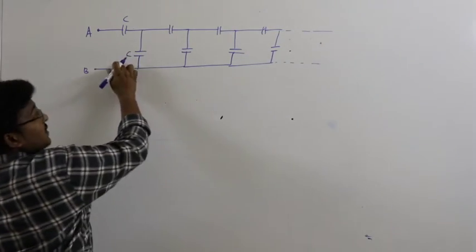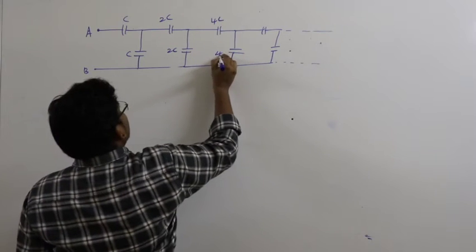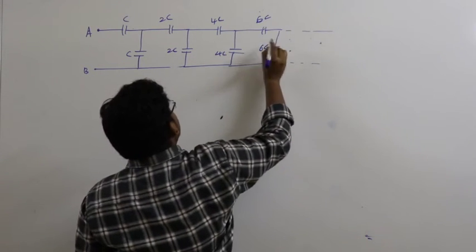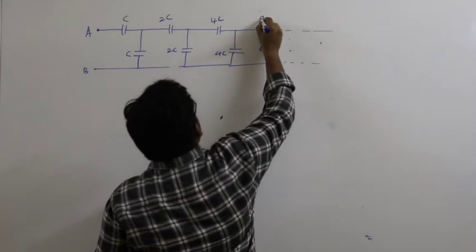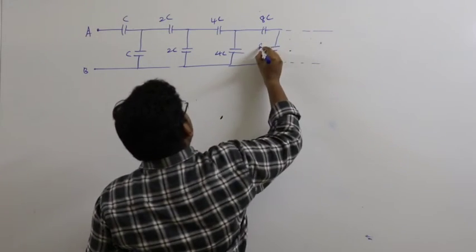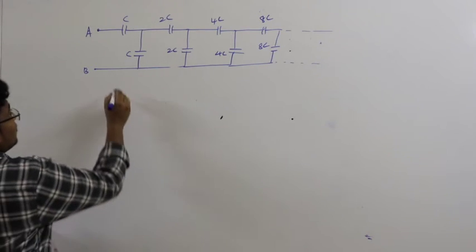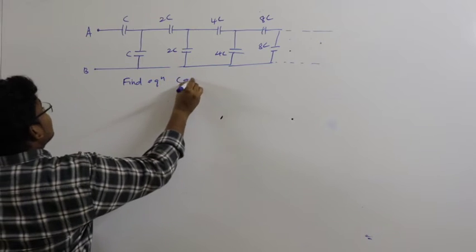So as it is C, C, this will be 2C, 2C. This is 4C, 4C. This is 6C, this is 6C. Okay? Sorry, this will be 8C. So if this infinite circuit is there, find the equivalent capacitance.